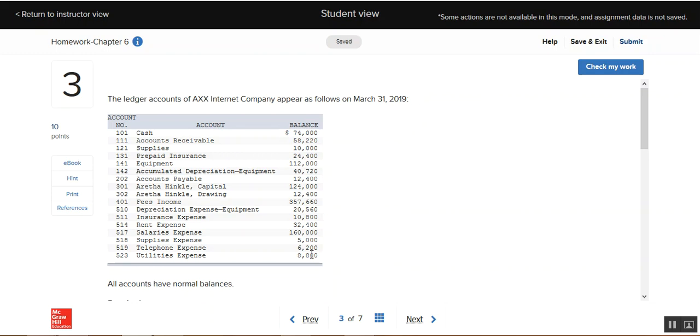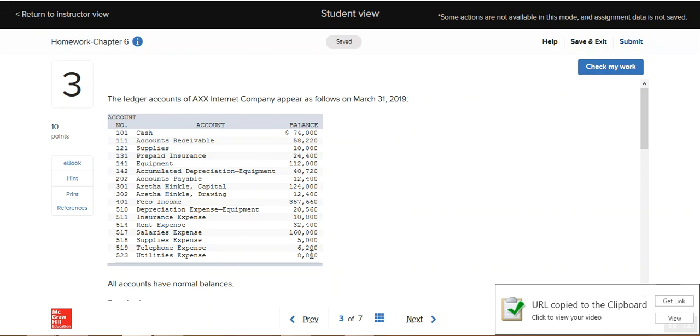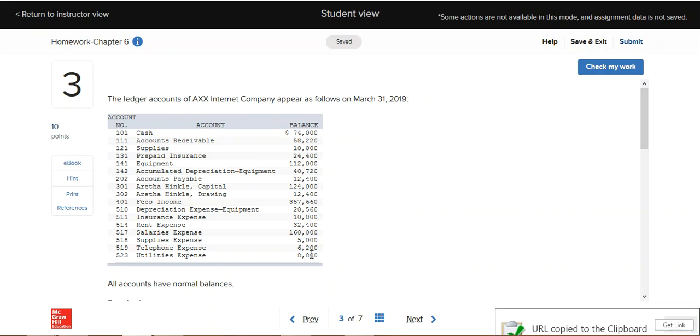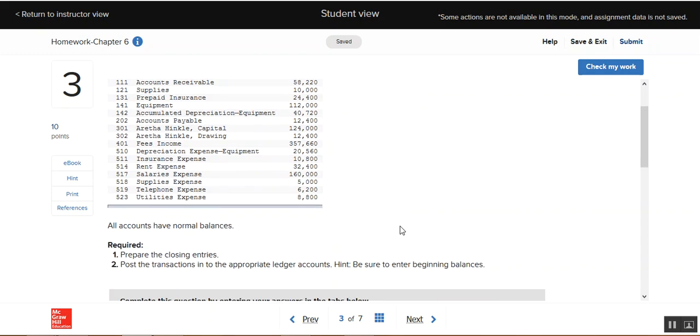So if you have trouble remembering what has normal debit and what has normal credit balances, you can look at the Accounting Basics worksheet that I posted in Blackboard under the syllabus. That gives you a list of how each account works as far as debits and credits. Or you can go back into your book in chapter 3, and you should have some pictures and illustrations of how these accounts work. So you'll need to know which are debits and which are credits so that we can close them. So then it says prepare the closing entries.